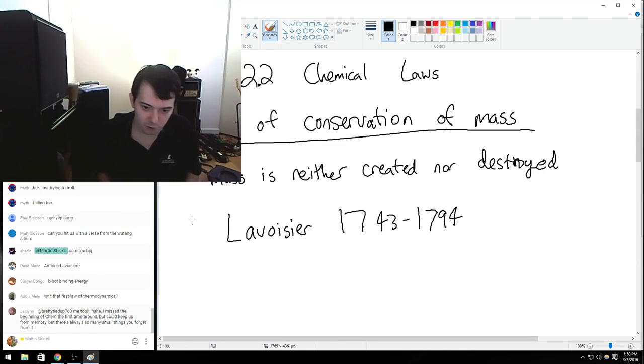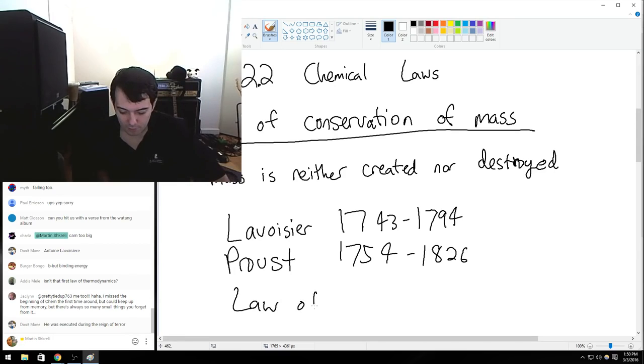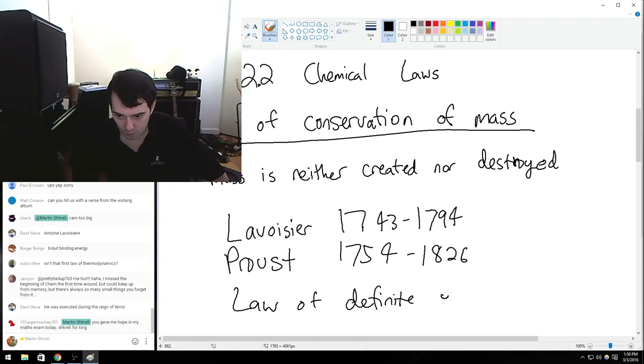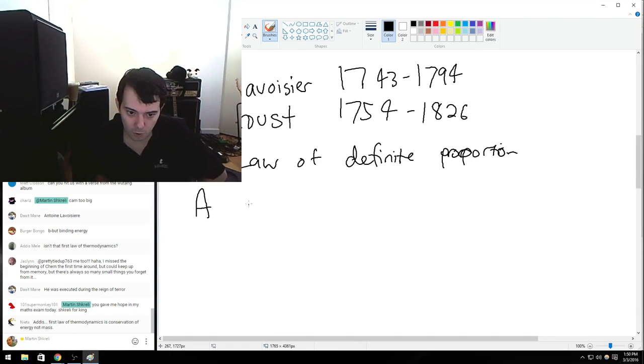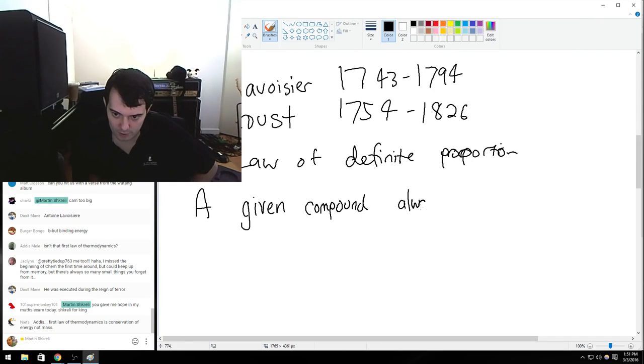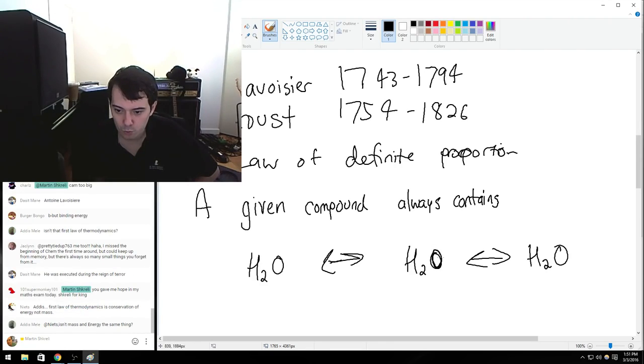There was another gentleman named Joseph Proust, a contemporary of Lavoisier's, who determined this law. It's called the law of definite proportion. And this is an interesting concept, which is that a given compound, think about water as an example, always contains exactly the same proportion of elements by mass. One water is the same as another water, and it's the same as another water. There's no water that's an H3O. There's no water that's an H2O2. Always contains exactly the same.